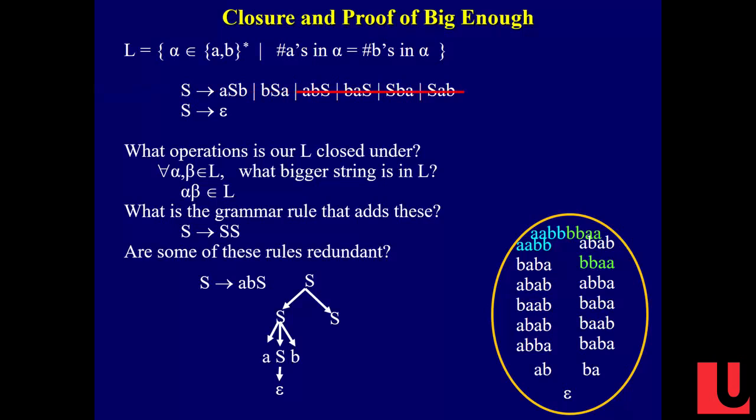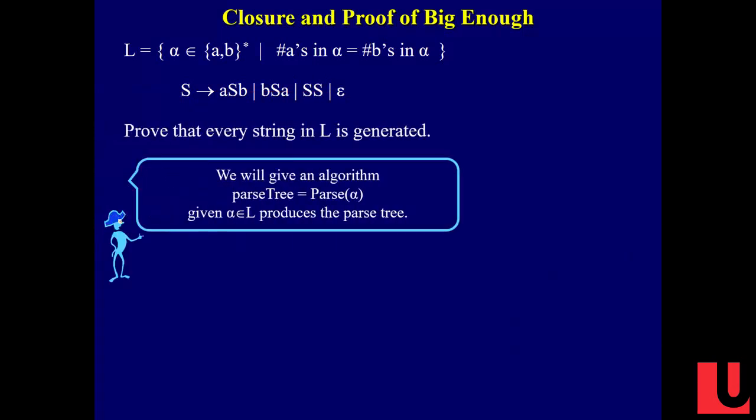Right, so we're going to get rid of those rules. And now these are our rules. And now we're going to prove that any string that has the same number of A's and B's can be generated by these rules. And the way we're going to do it is you give me a string with the same number of A's and B's, and I'm going to write a program which is going to give you a parse tree.